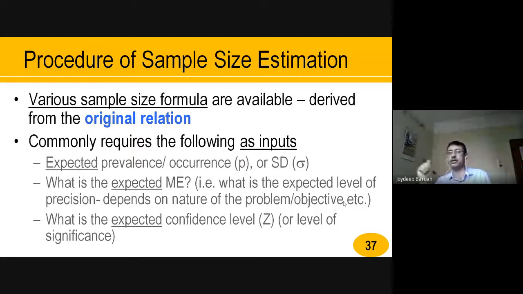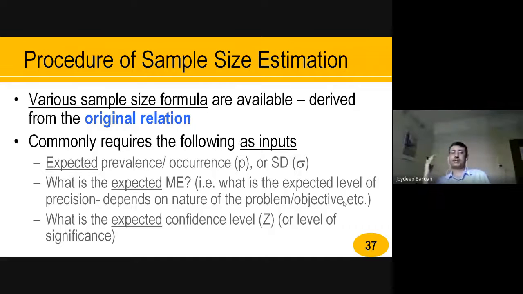Then only all those things are required. Otherwise, it's not required. You can go for a simple sample size and then do a survey, but these things are extremely important for estimation purposes. If you are looking for estimation and then generalization, then only these things are required. So what is the procedure of sample size estimation?